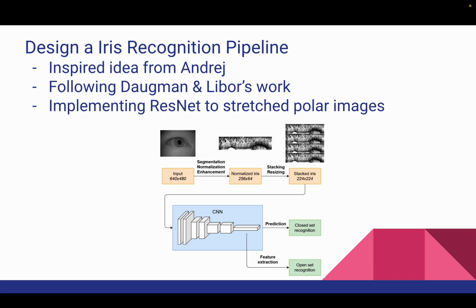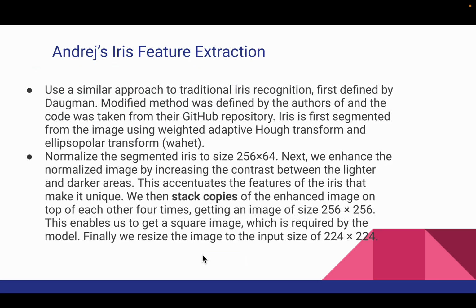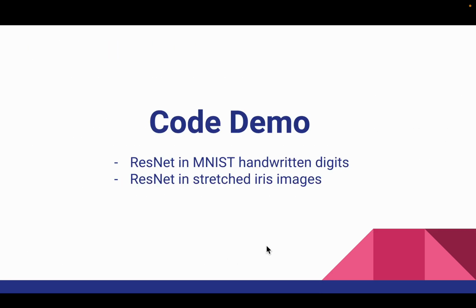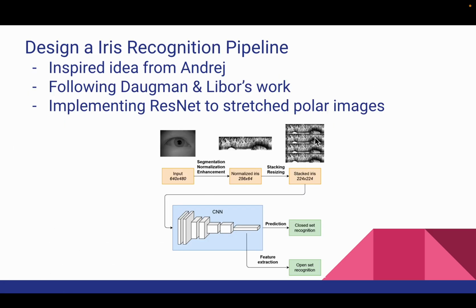So what I'm going to do is design an iris recognition pipeline that is inspired by Andrej, and I am also following Daugman and Libor's work. I use their method to localize the polar image, and I use ResNet to process the stretched polar images. In Andrew's work, he used a way of stacking the image so that the image will be square, so that it can be input to the CNN model and then predict the iris recognition images.